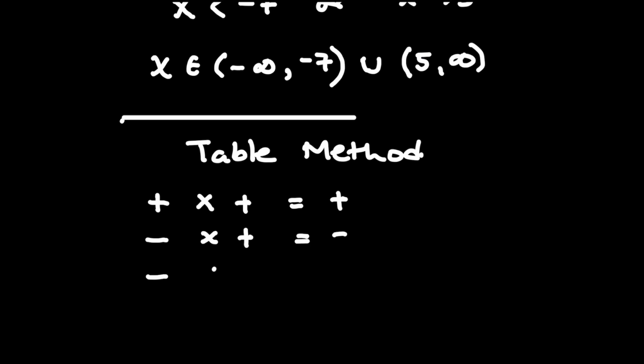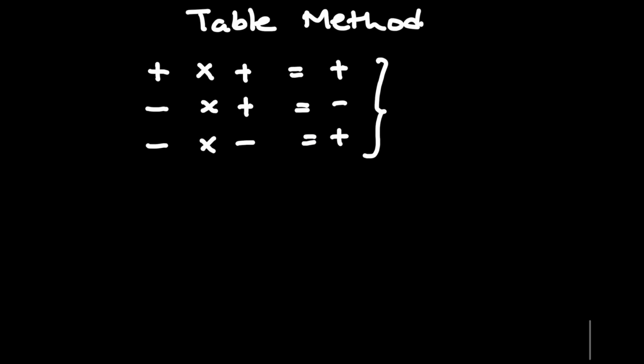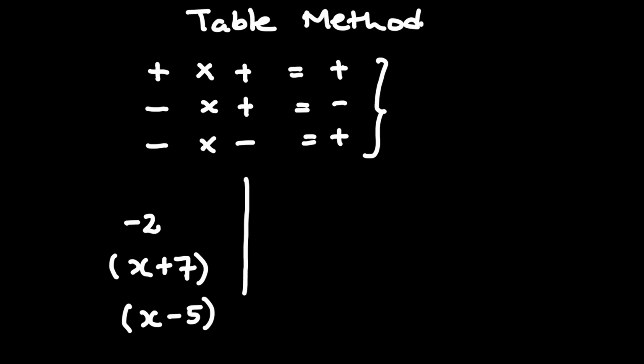And then a negative times a negative is positive. So if you understand this, you've mastered the table method, and it is quite easy. So we've got minus 2, we've got x, x plus 7, we have got x minus 5, right? So we put all of these here.